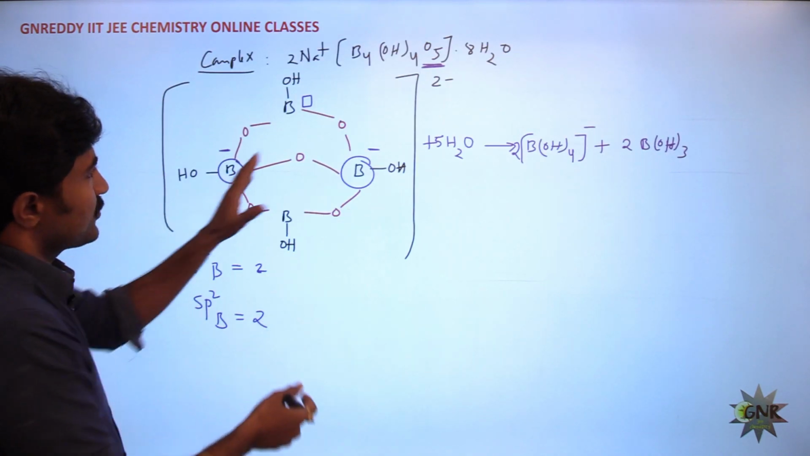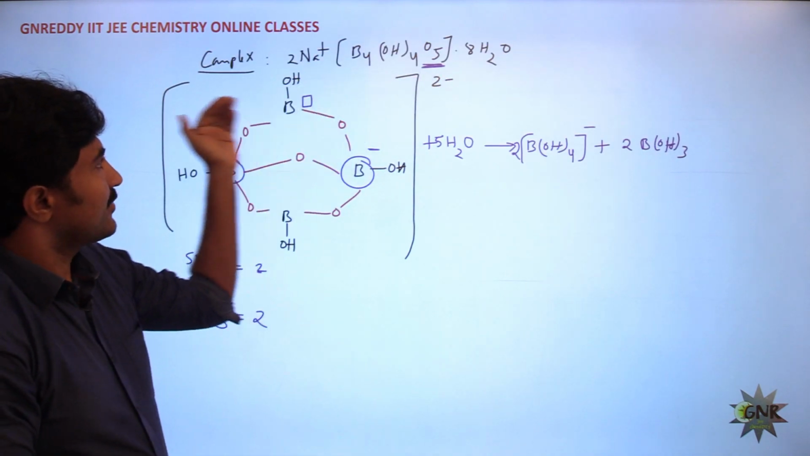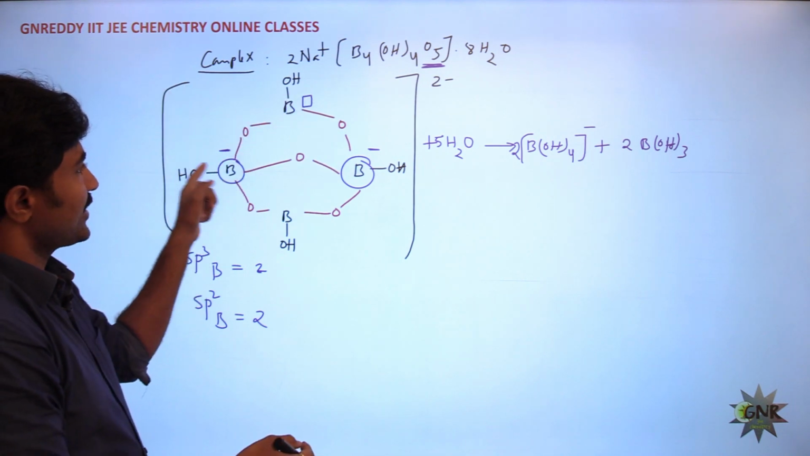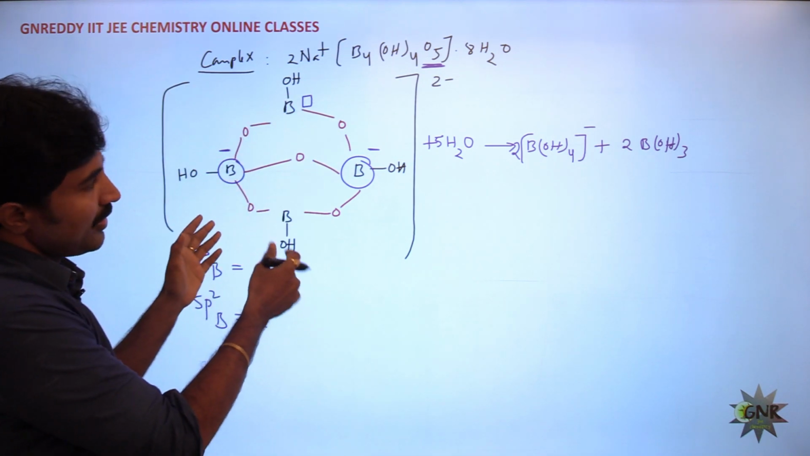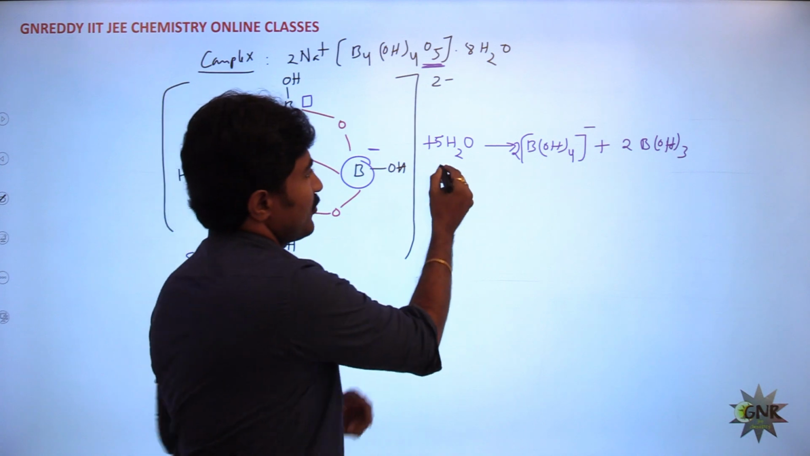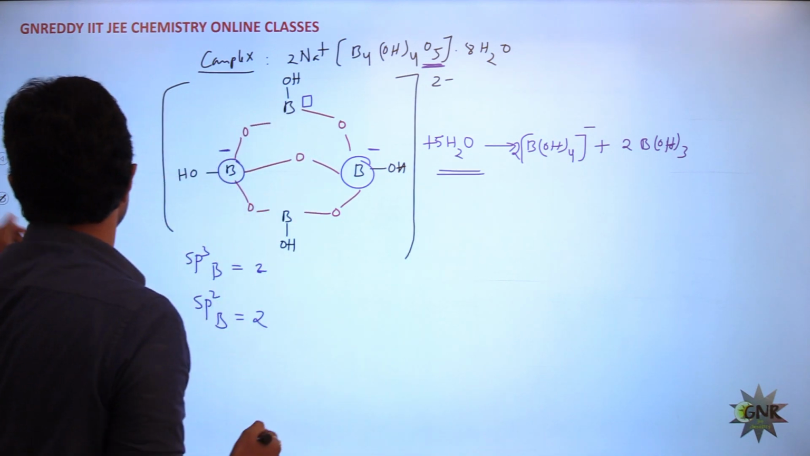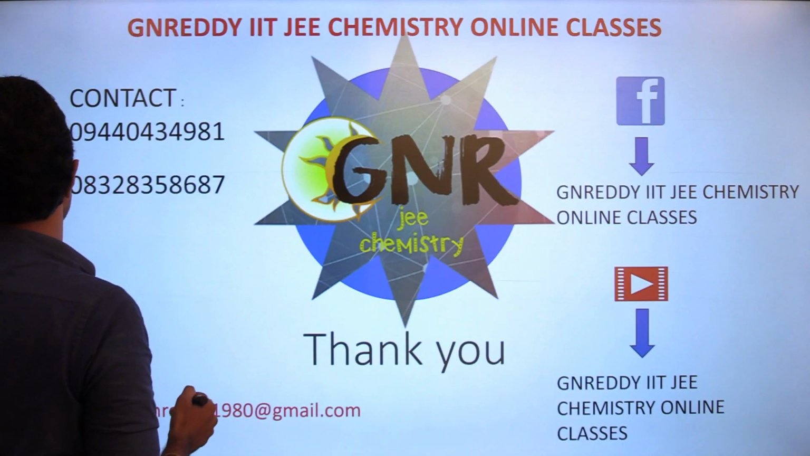Like this you can write. So here you can apply that mechanism, SN2 mechanism, the water lone pair attacks on each vacant orbital of boron, and finally it gives product. So finally 5 water molecules only attack on this, right?